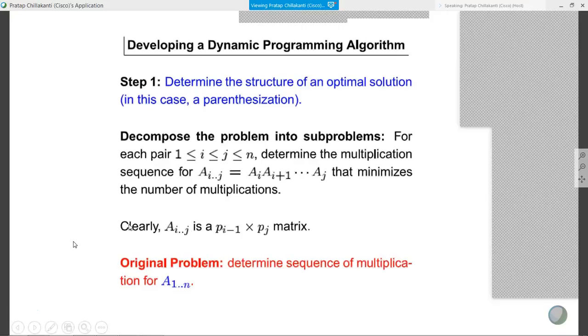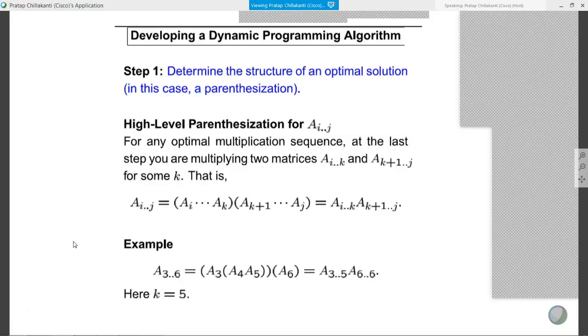Does everyone understand that statement here? A I dot dot J is a P I minus 1 times P J matrix. Do you want me to go over that again? If you don't understand, put it in the chat. We'll go over that again. So how do we do that? We'll continue with this.